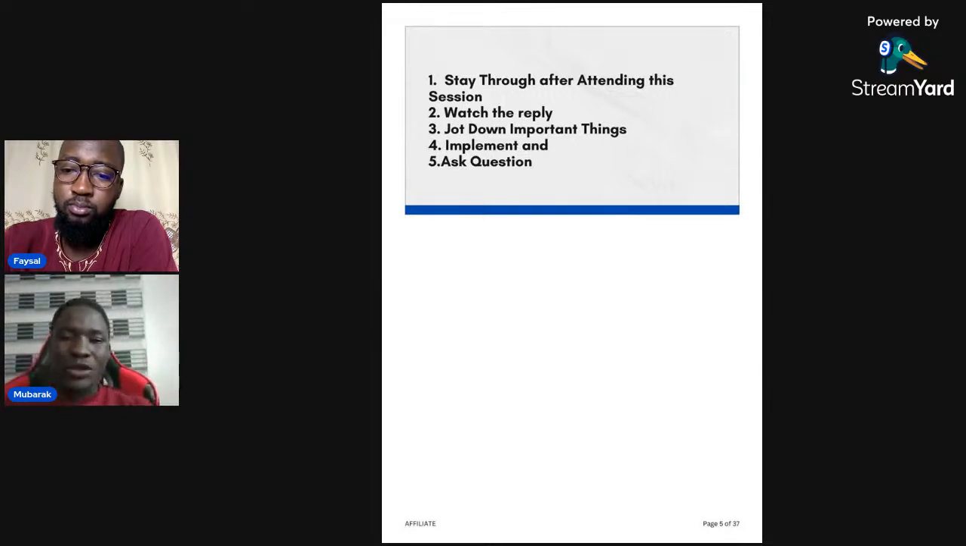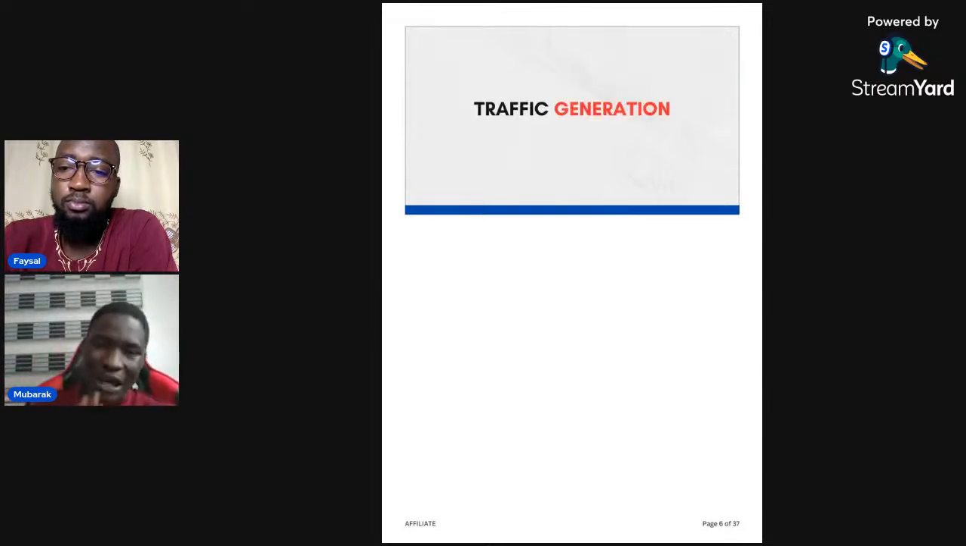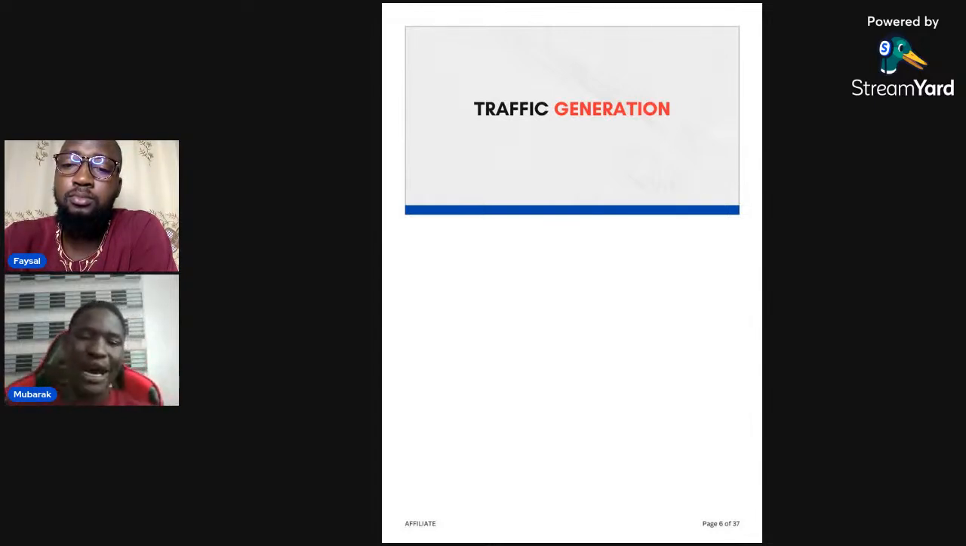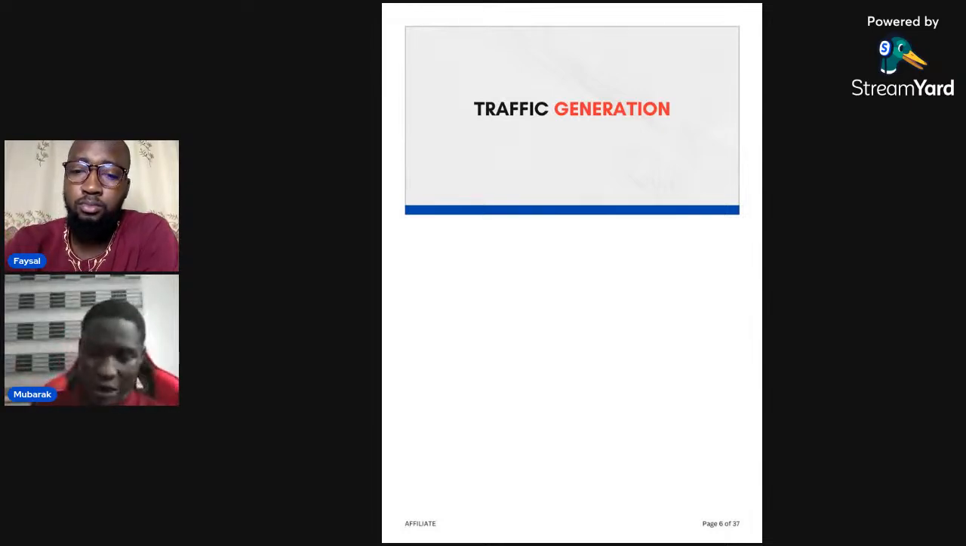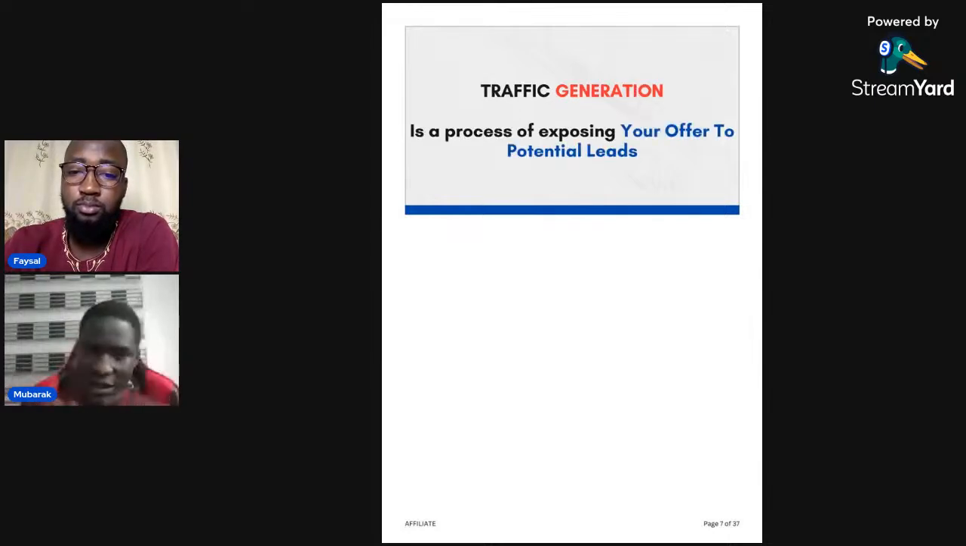So let us start first by discussing traffic generation. As I told you, we are covering two things, but we have to start first by covering the traffic generation section. Because when you say ads, when you say traffic, you always have to talk about traffic generation first before you talk about the ads. So let me explain what traffic generation is.